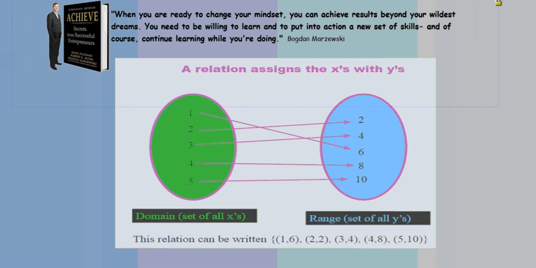So the first slide which you see on the screen represents an example of a relation, which is simply a mapping of elements of one set, which we'll call the domain, into the elements from the second set, which is called the range. As you can see, this relation can also be written in the form of a set of ordered pairs. So we have one element from the domain, x, and the second element is from the second set, the range.